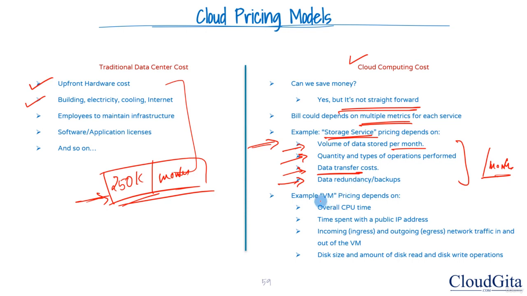Similarly, let's take another example of a virtual machine. If you want to calculate the price for a virtual machine, you have to calculate how long your virtual machine is running, for how long you are reserving your public IP address. Once again, how much data is coming in or going out, or how much disk size or amount of disk read and write operations you are going to have. So it's not straightforward. It depends on many different factors, many different parameters.